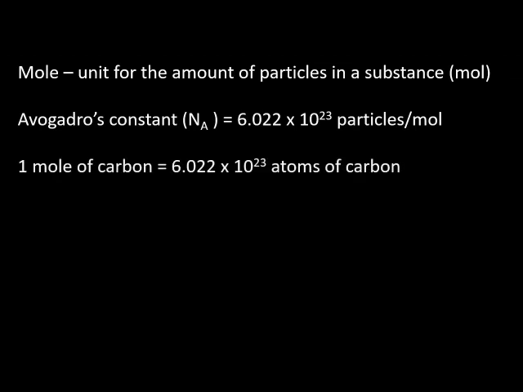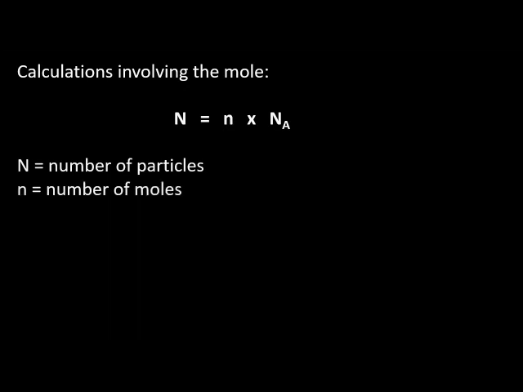All right, so what this means is if I have a mole of carbon atoms, then I have 6.022 times 10 to the 23 atoms of carbon. It's really straightforward. So how do we use calculations for this? The simple equation is that N is equal to n times Na. Lots of n's here, so let's differentiate them. The capital N is the number of particles, the lowercase n is the number of moles, and the N sub a is, of course, Avogadro's constant.